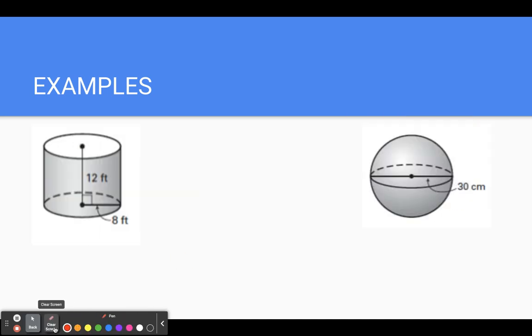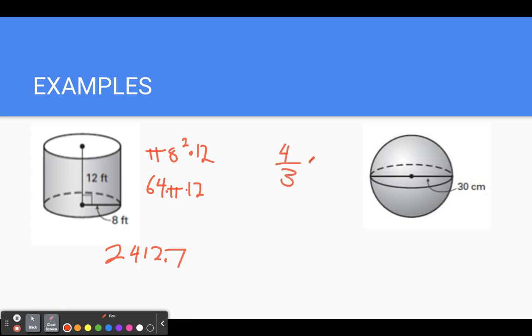Okay, for the volume here, we have to find the area of the circle and then multiply it by 12. So the area of a circle would be pi, the radius is 8, so 8 squared times 12. Do 8 squared first. 8 squared is 64 times pi times 12. So just type that into a calculator. 64 times pi times 12. That one we're going to have to round. It comes out to 2,412.7, right?